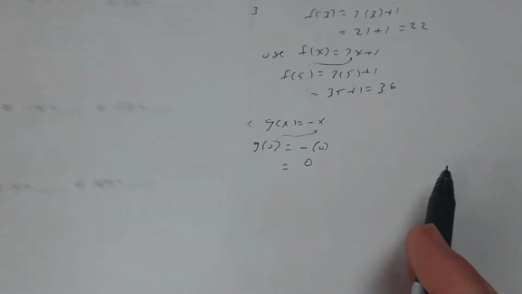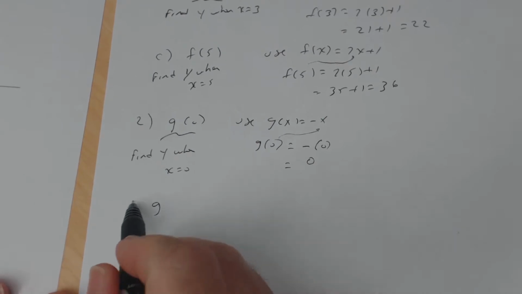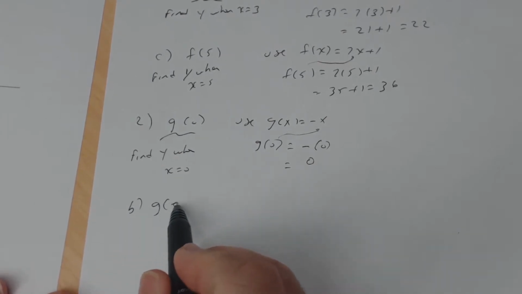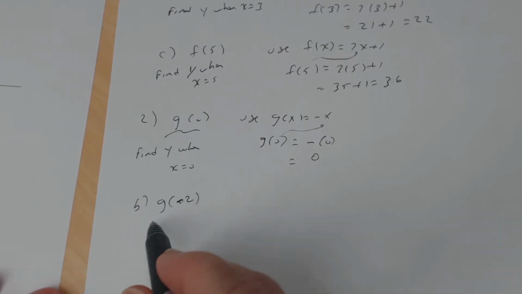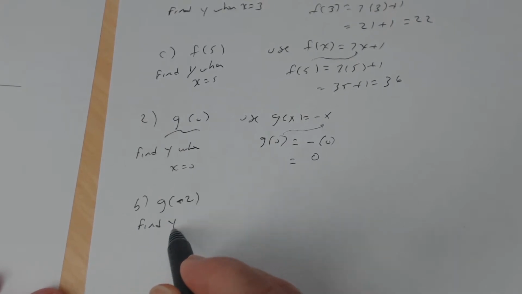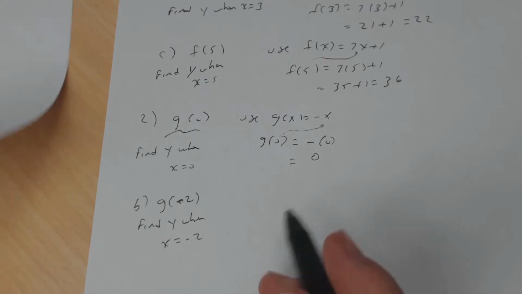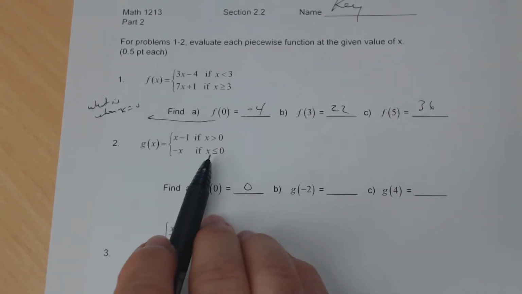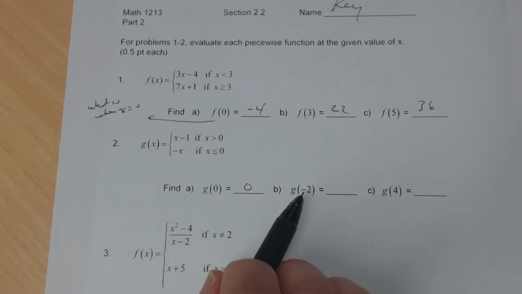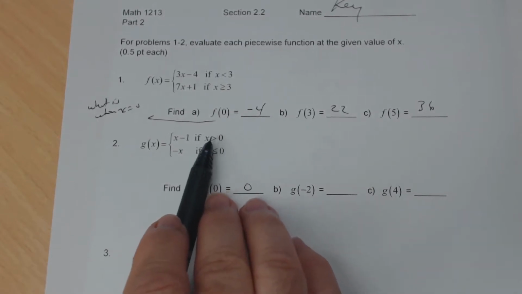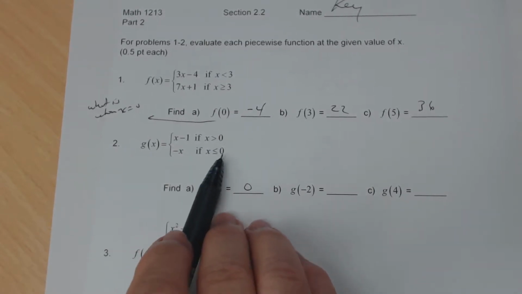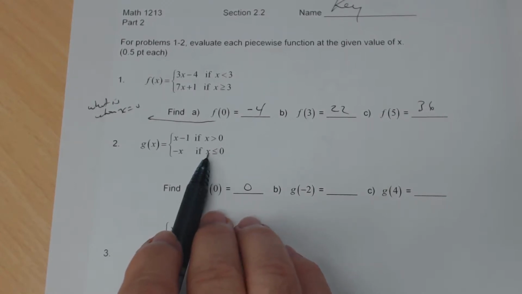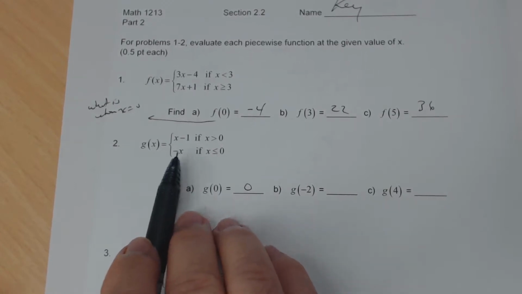To find g of negative 2, again, find y when x equals negative 2. So I have to determine which one of these functions I must use. Remember, I'm trying to determine where negative 2 is located. Obviously negative 2 is not bigger than 0, so it's here. Negative 2 is less than or equal to 0, so I'm going to use this.